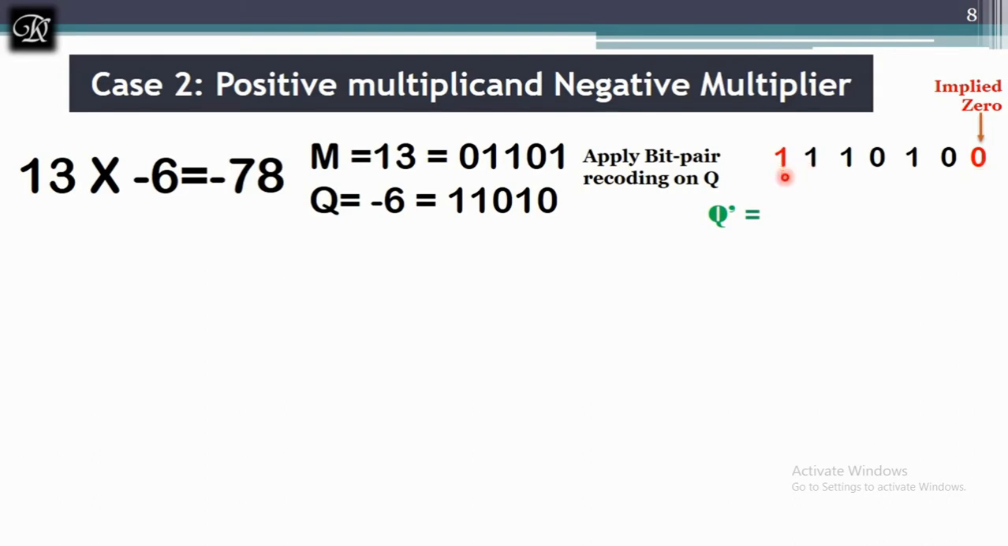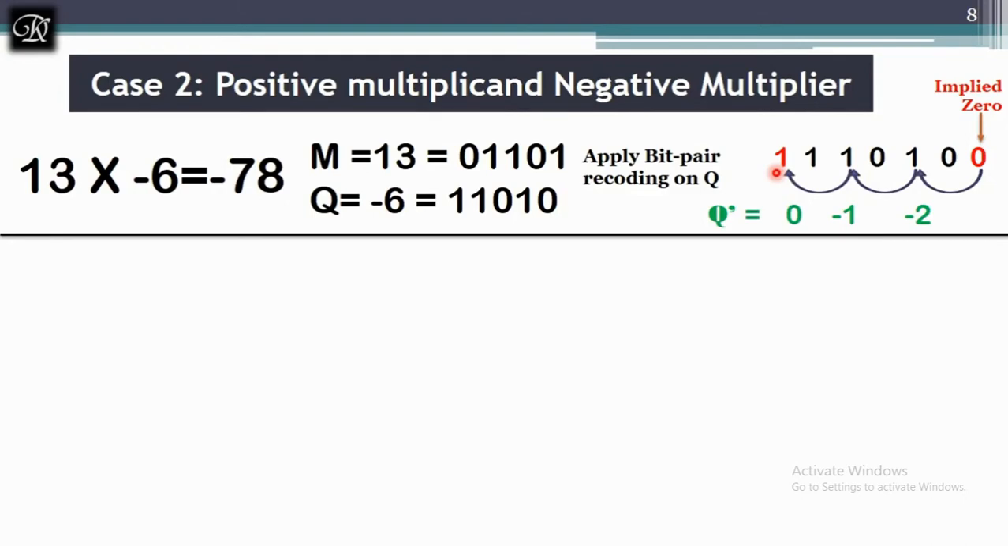Now let's make groups of it like before. It's 0 0 1 or 1 0 0. According to the truth table it is -2, and 1 0 1 it is -1, and when all bits are the same, it's 0. Now let's find the product of 13 and -6. Now the new multiplier is 0, -1 and -2.